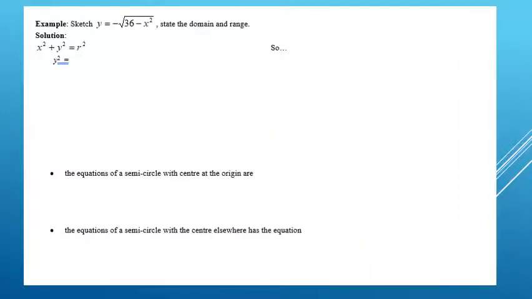In this example we're going to see how we create semicircles. Okay, we're asked here to sketch this rule here, which is not quite like the circle rules we've just been seeing. But it's got y equals negative the square root of 36 take x squared.